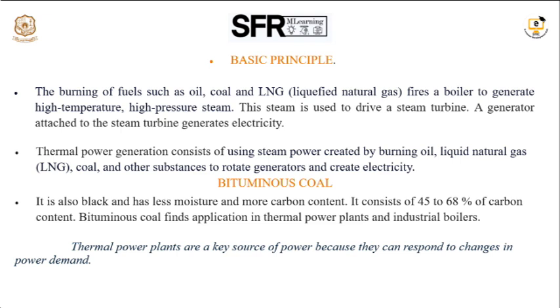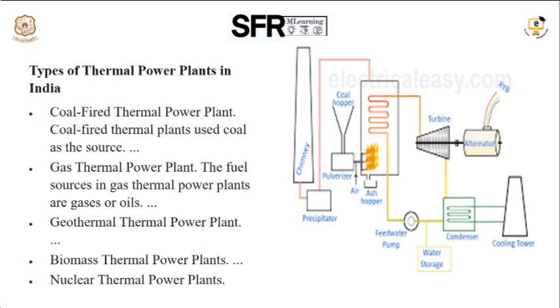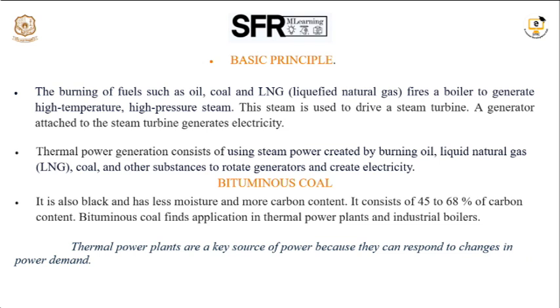If you see the parts the thermal power station consists of, here I mentioned this is a thermal power plant diagrammatic sketch and I am explaining the parts. The thermal power generation consists of using steam power created by burning oil, liquid natural gas, coal and other substances to rotate generators and create electricity. And then you should know which coal is used in thermal power plant.